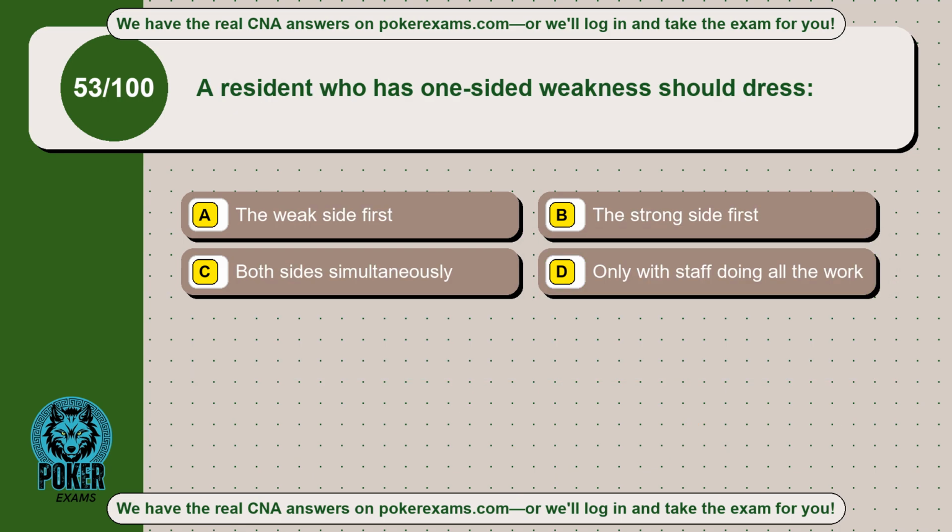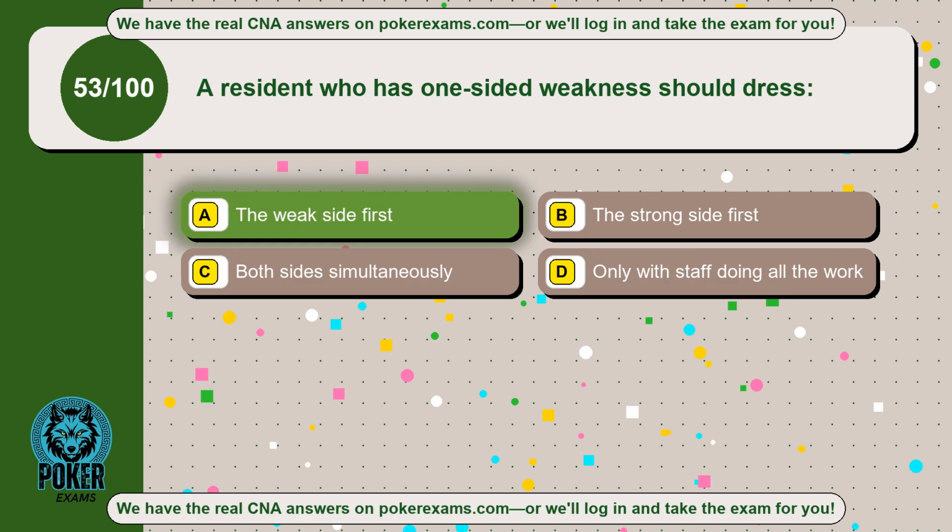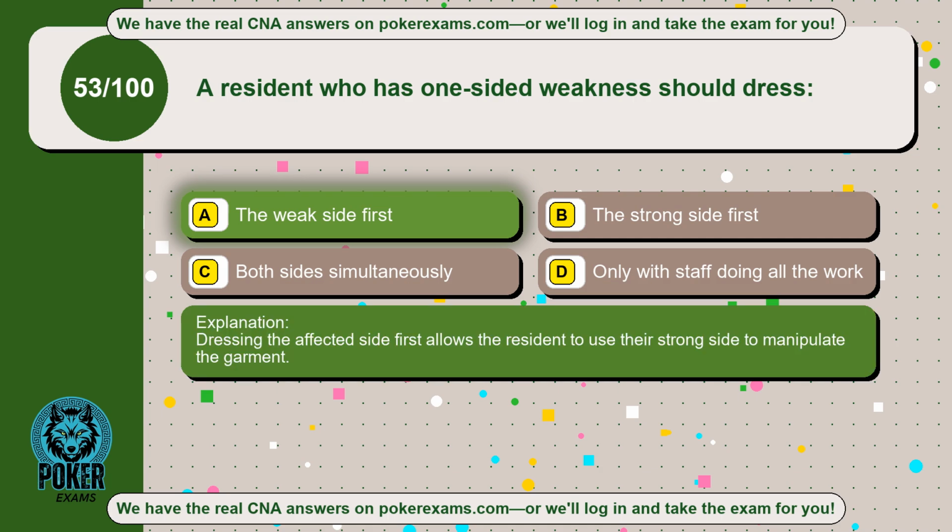Question 53. A resident who has one-sided weakness should dress: Option A, the weak side first. Option B, the strong side first. Option C, both sides simultaneously. Option D, only with staff doing all the work. The correct answer is option A, the weak side first. Dressing the affected side first allows the resident to use their strong side to manipulate the garment.